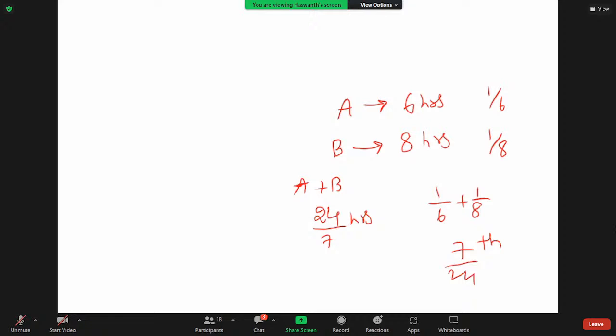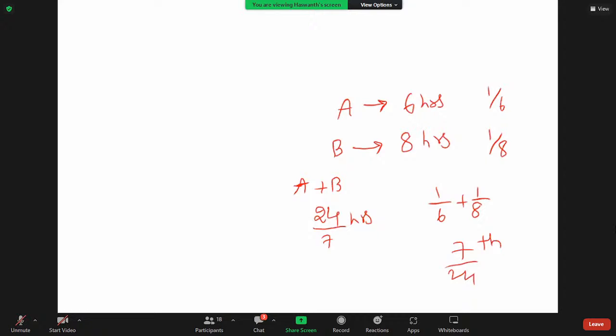Finding work done in 1 hour. If A takes 6 hours, we say in 1 hour he will be doing 1 by 6 amount of the work. If B takes 8 hours, in 1 hour he will be doing 1 by 8 amount of the work. And when both are working together, we say work done in 1 hour is 1 by 6 plus 1 by 8. And the time taken is the reciprocal of this.